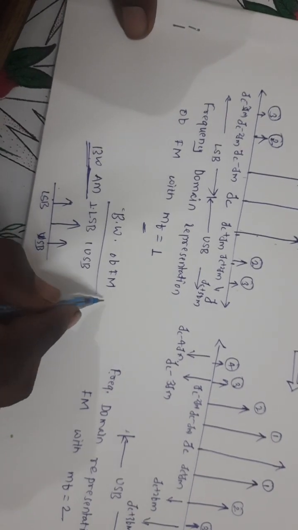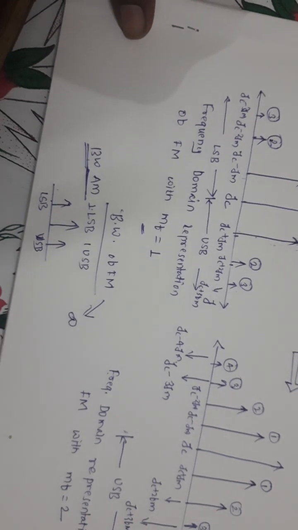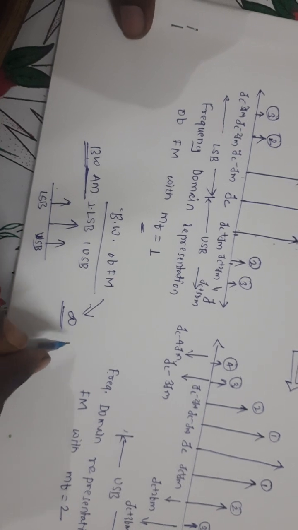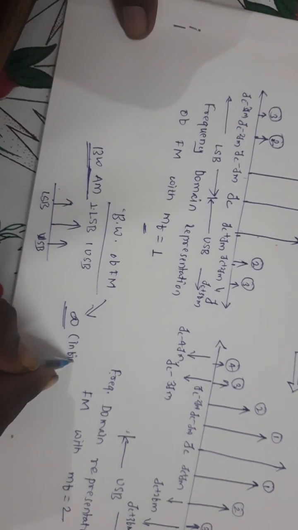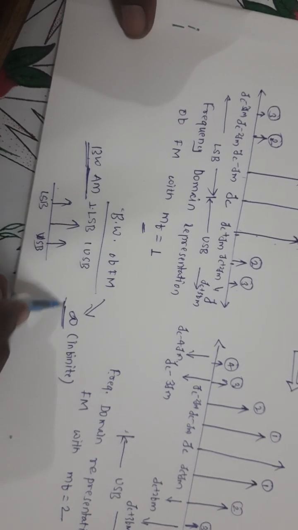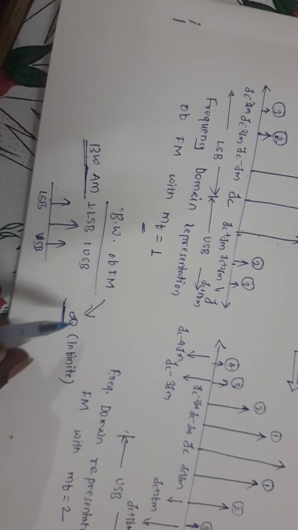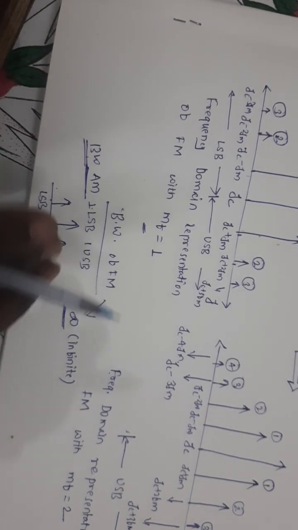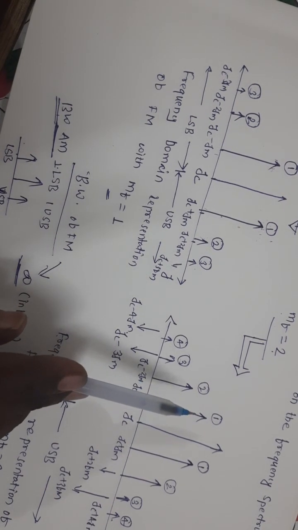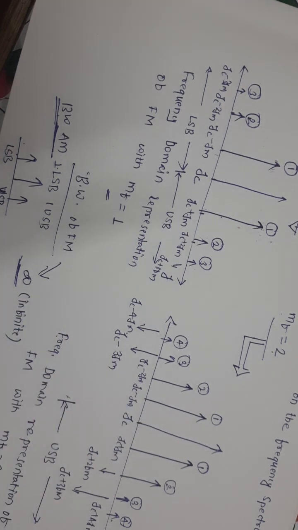But in case of FM, the total number of sidebands is infinite, so the question arises: how to calculate the bandwidth if the total number of sidebands is infinite? So for the calculation of the bandwidth of FM, we consider only those sidebands which have a significant amplitude.